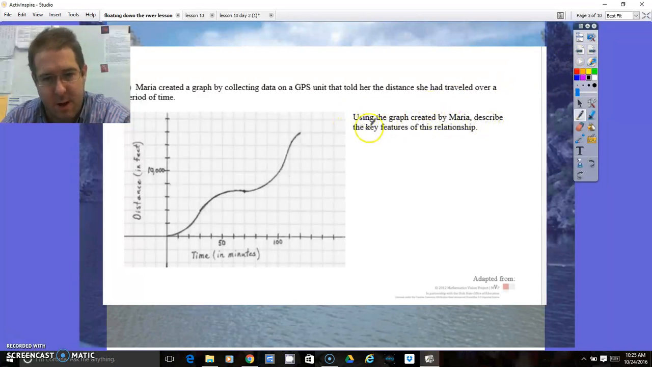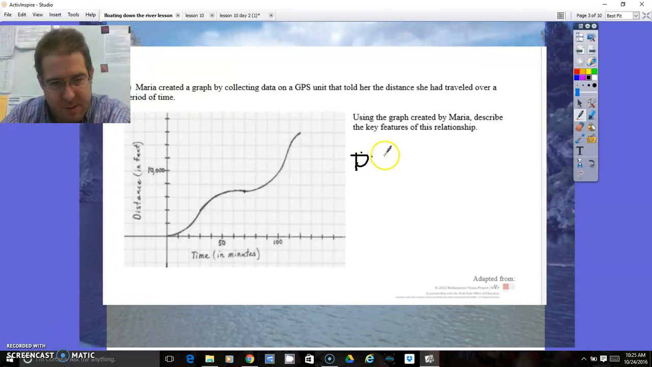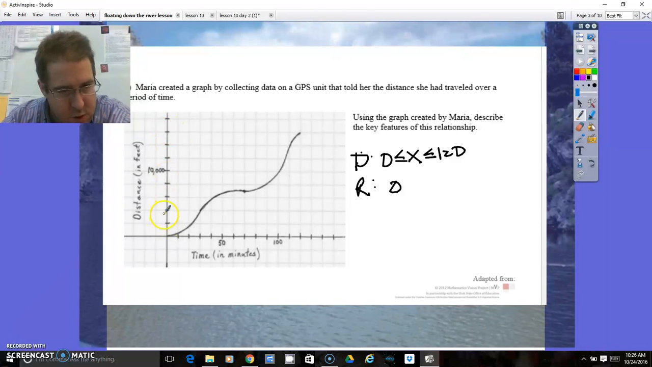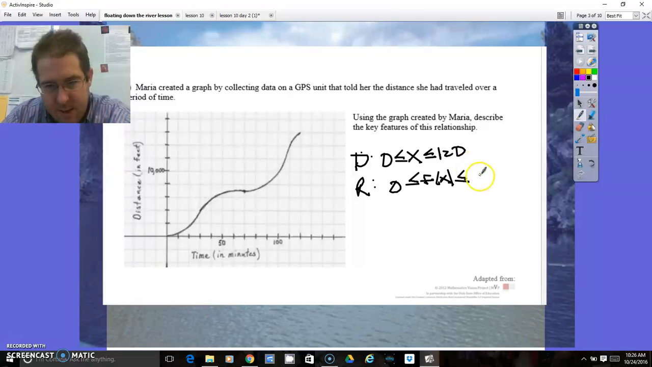All right, key features. Using the graph to describe the key features of this graph. So the domain of this graph would be 0 is less than or equal to x. It's continuous, and it looks like it stops right here at 120. The range of this function has a lowest of 0 and it has a highest point of 2, 4, 6, 8, 10, 12, 14, 16,000. And did they tell us what to use? No, it didn't. So I'm just going to call this f of x is less than or equal to 16,000.